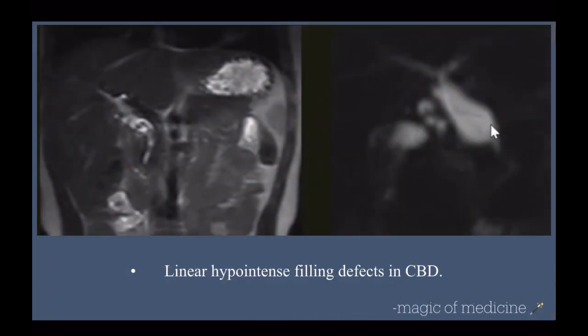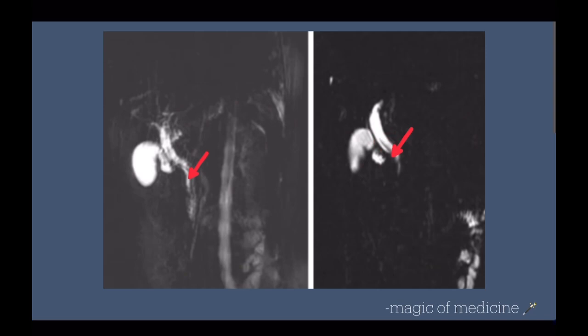Next, again, this faint linear opacity is representing a worm and it is also causing mild IHBR dilatation. Again, this is the worm and this is causing mild IHBR dilatation.